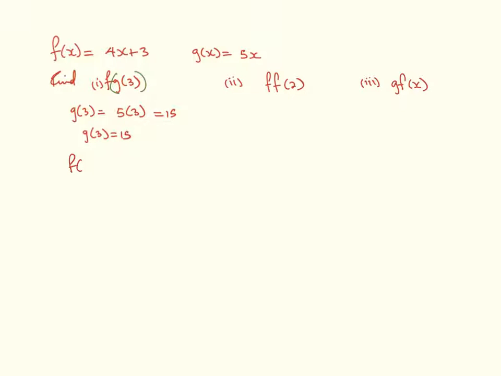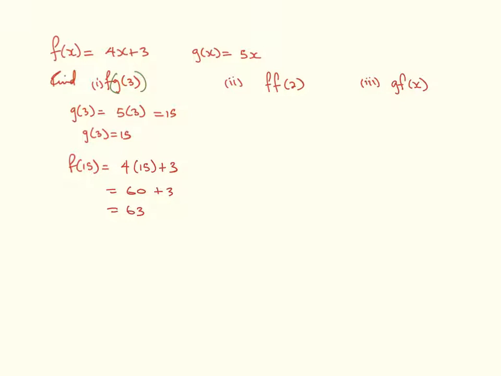So f of 15 is equal to, now I'm just going to replace that x with 15, which is going to be 4 times 15 plus 3. 4 times 15 is 60. Plus 3 gives me 63. Okay, and that is now done. Now, so that one's finished.